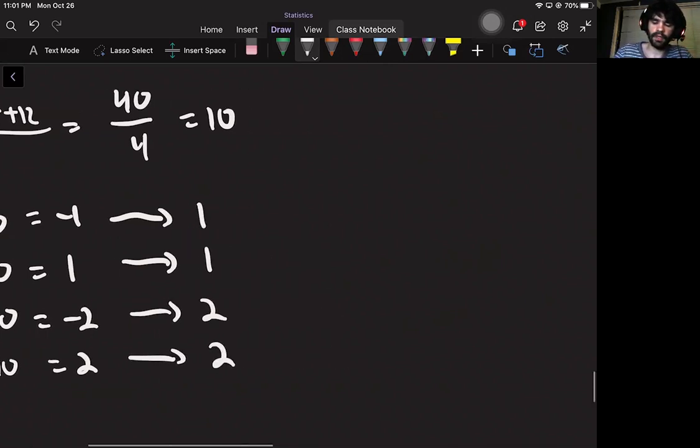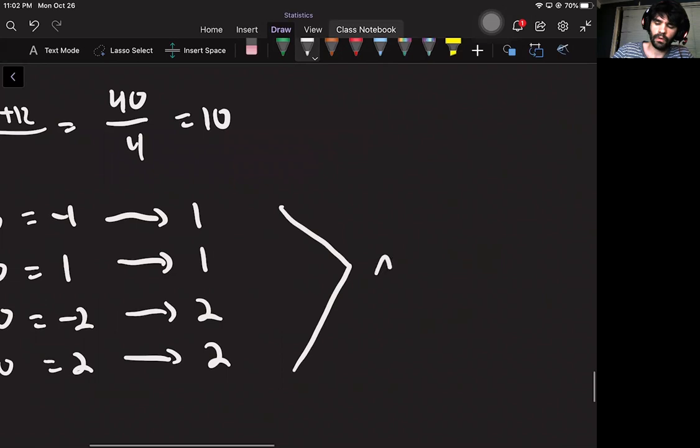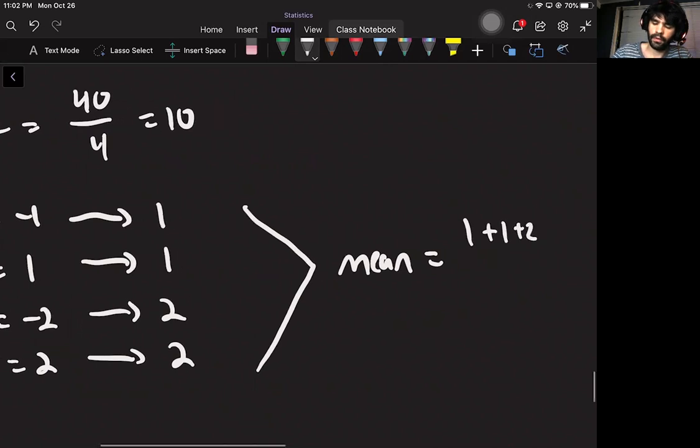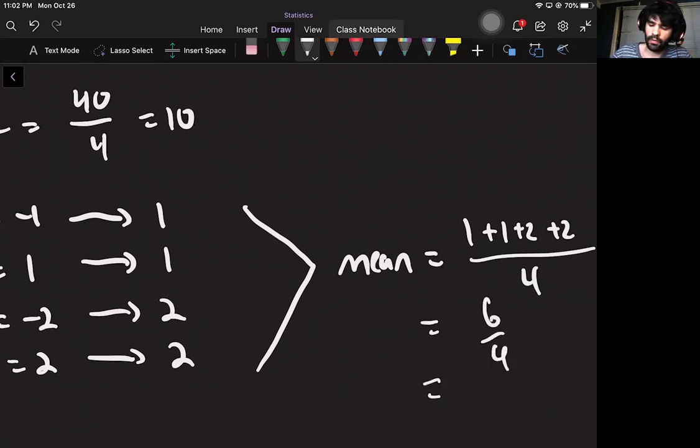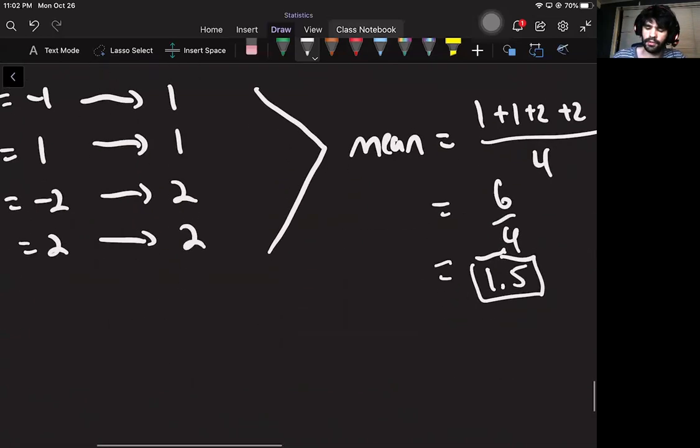And then I'm going to take the mean of those 4 numbers. 1 plus 1 plus 2 plus 2. Divide that by 4. And what is that? 6 over 4, which is, I believe, 1.5. So this is the absolute mean deviation for these numbers. And notice that it is smaller.